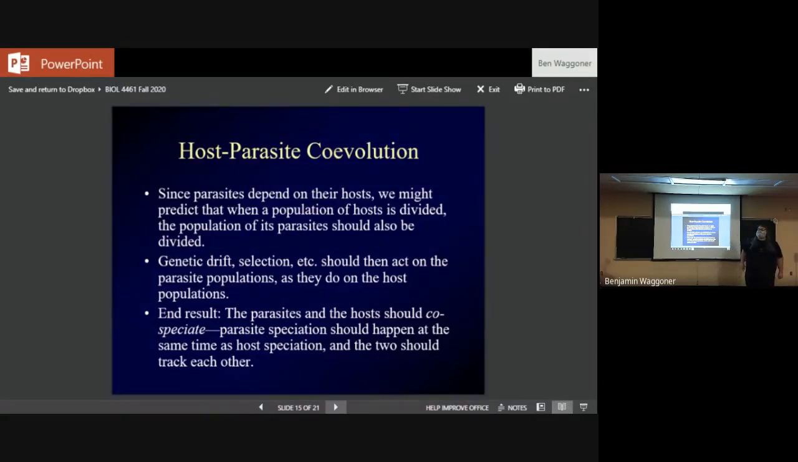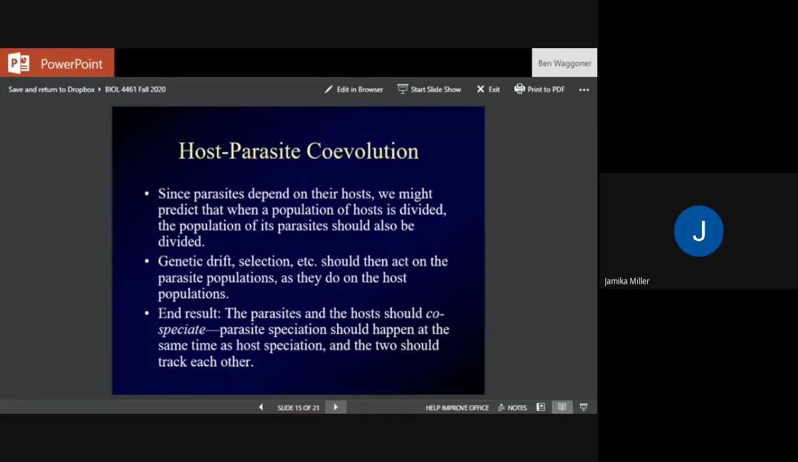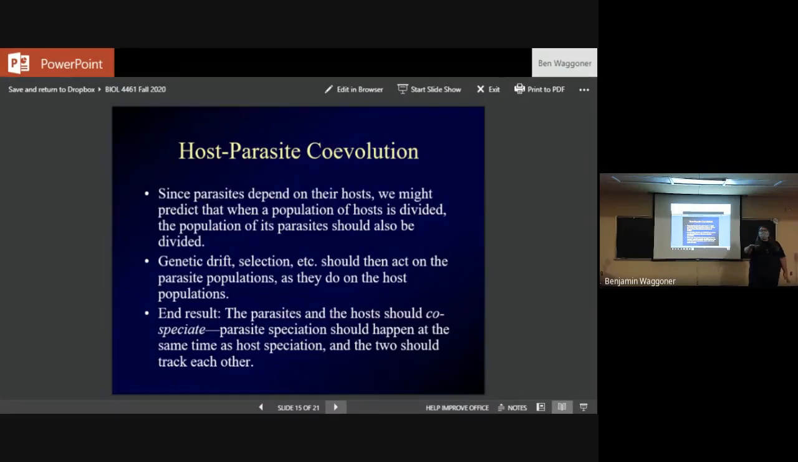That means that if you take, I assume you've all heard of cladograms, right? Representations of species common ancestry? Yes? Yes. That means that if you take a host cladogram and a cladogram of the parasites that live on the host, and you lay them one on top of the other, they ought to look identical, right? Because every time 2 new species of host arise from a common ancestor, 2 new species of parasite should arise from a common ancestor.